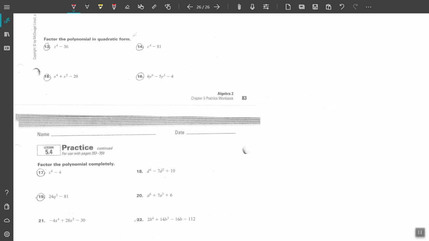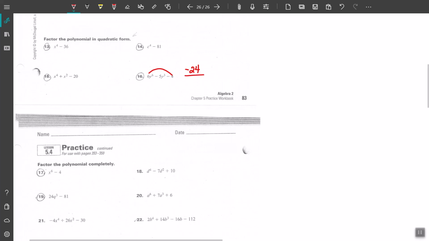All right, number 16. Now we don't have a lead coefficient of 1. We do have a lead coefficient of 6. So we've got to follow those steps for when our lead coefficient, when our a does not equal 1. So if you remember, we multiplied the first and the last, and got negative 24, and then we looked for factors of negative 24 that would add to negative 5. You're still multiplying the first and the last and adding to that middle term.